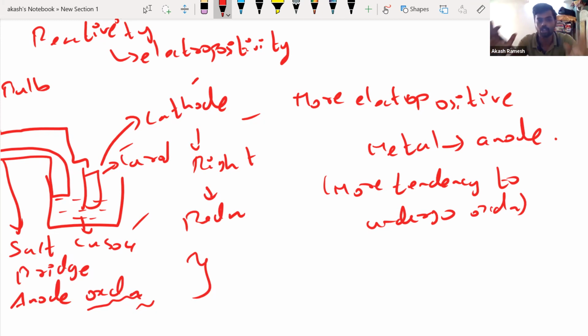Okay, so if I give you two elements, now you will be able to choose which is going to act as anode and which is going to act as cathode, depending on the electropositivity.